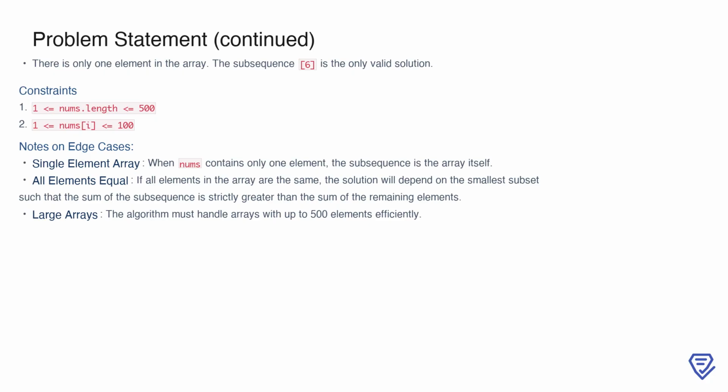Moving on to constraints, the problem specifies that the length of the array can range from 1 to 500, and each element will have a value between 1 and 100. For edge cases, if the array contains a single element, the subsequence is simply the array itself. If all elements have the same value, the solution will depend on finding the smallest subset that meets the condition. Lastly, since the array can be large, it's important to ensure the solution is computationally efficient.